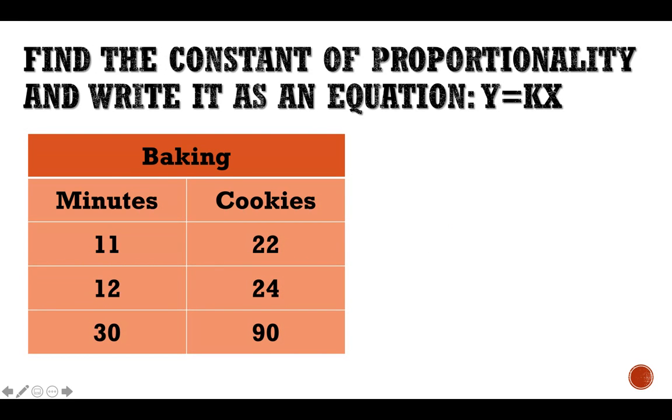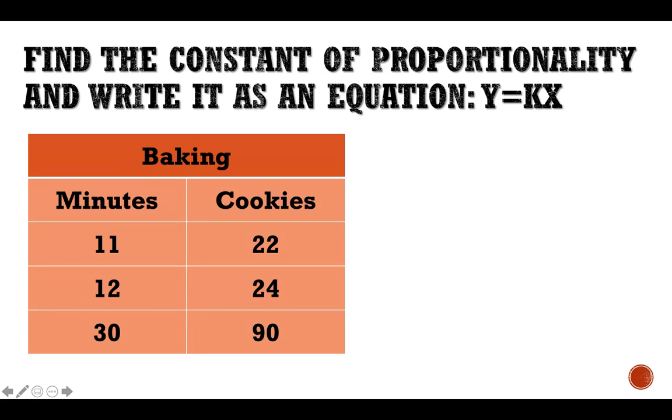Baking. Okay. I have my minutes and my cookies. After 11 minutes, I can bake 22 cookies. 12 minutes, 24. 30 minutes, 90. I don't know how realistic this is. I don't bake, but cool. So now we look at it. What happens when I divide 22 by 11, 24 by 12, 90 by 30? Do I get the same ratio?